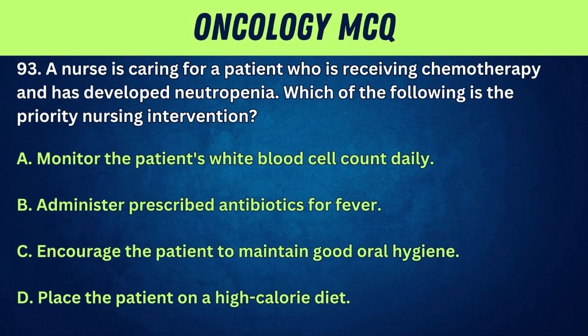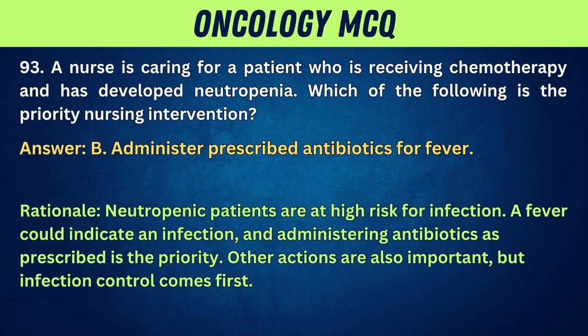93. A nurse is caring for a patient who is receiving chemotherapy and has developed neutropenia. Which of the following is the priority nursing intervention? A. Monitor the patient's white blood cell count daily. B. Administer prescribed antibiotics for fever. C. Encourage the patient to maintain good oral hygiene. D. Place the patient on a high-calorie diet. Answer: B. Administer prescribed antibiotics for fever.